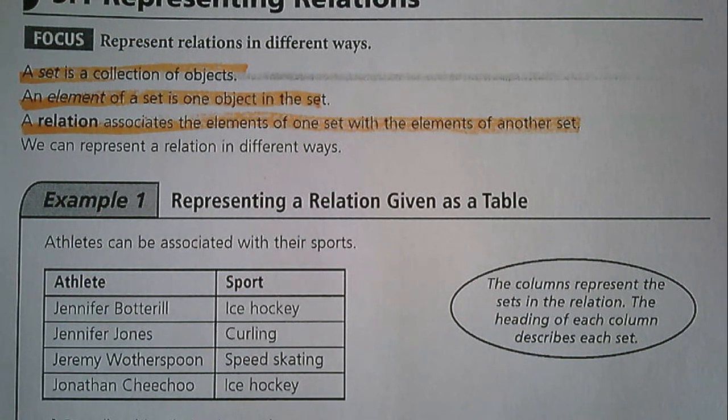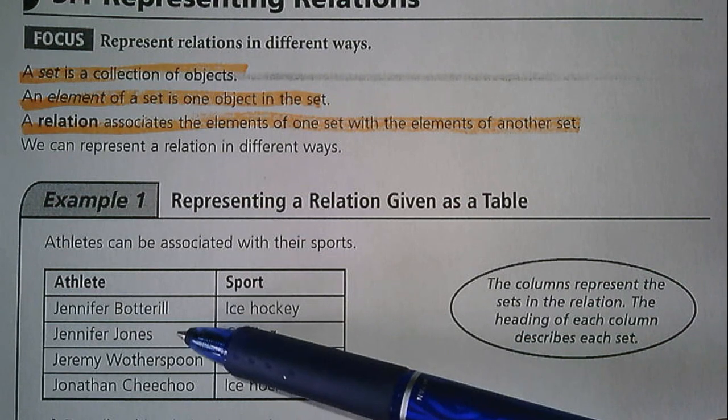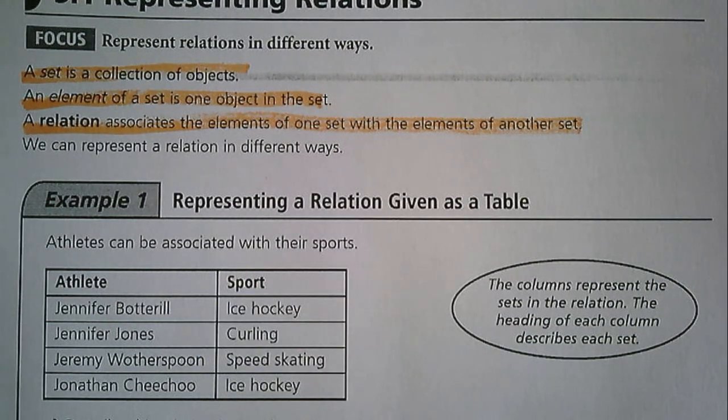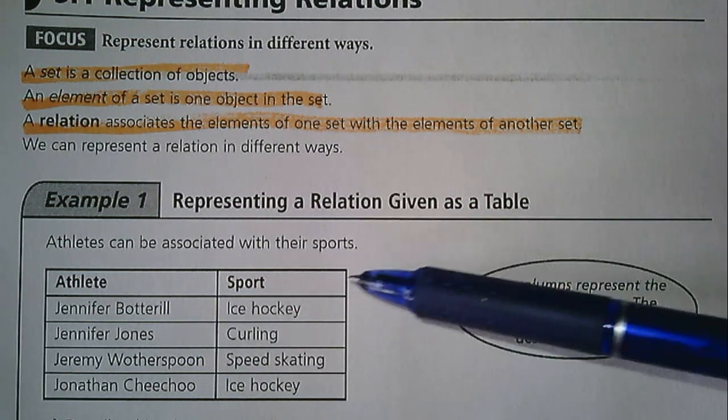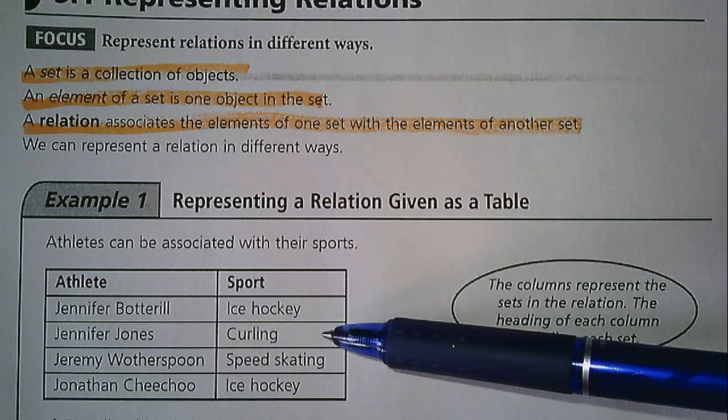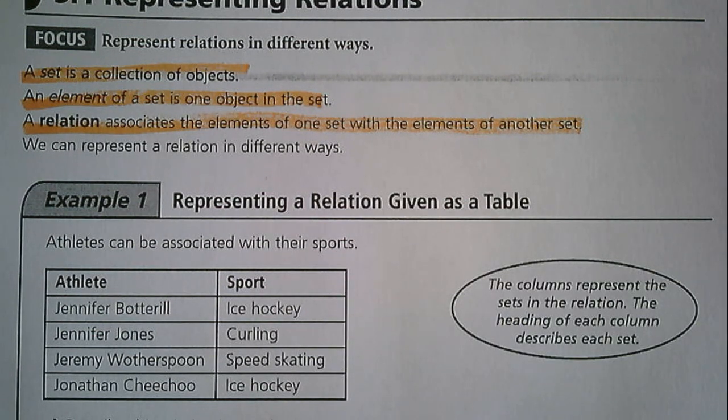The next term you should know is an element. An element is one object within the set. In this case, an element of the athlete set would be Jennifer Jones. An example of an element within the sports set could be curling. So again, an element is just one of those objects within the set.